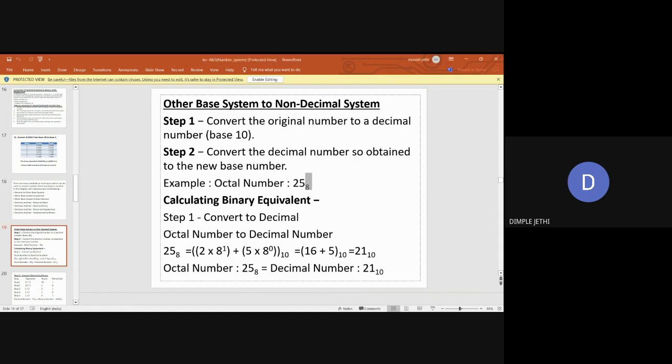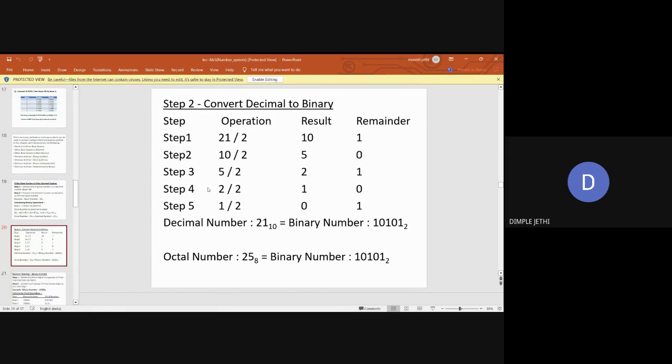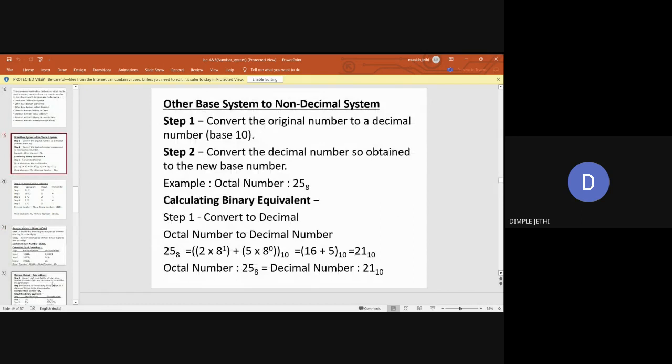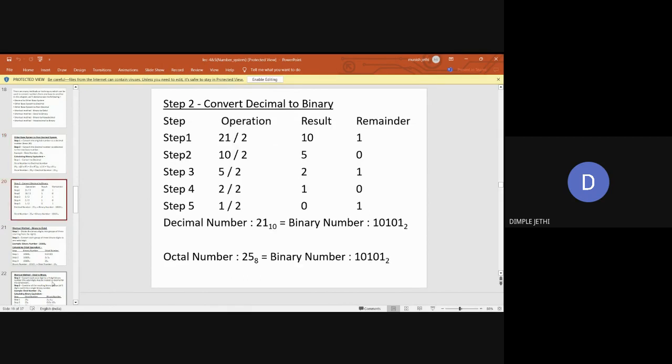Now there are two ways. One is first I will convert this octal to decimal, and then I will convert this decimal to binary. So you have to do two conversions for this. First convert this into decimal, that we have done yesterday, and then from this decimal to binary, just like I showed you, divide it by 2 and keep writing the remainders. For this, I have to convert it twice: first from octal to decimal and then decimal to binary.